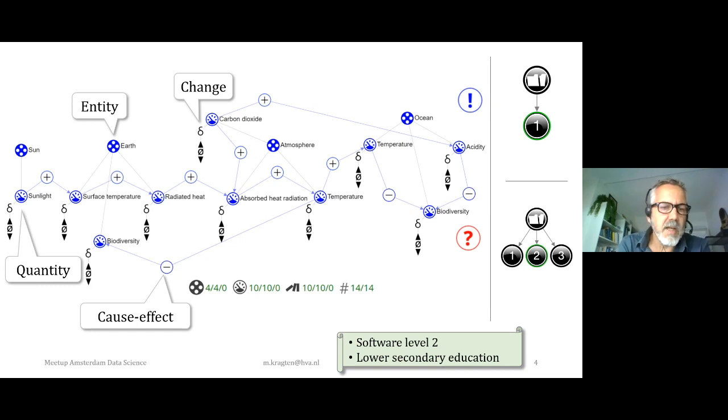Those quantities can be causally related with each other, and at this level we only have a positive and a negative effect, meaning that with the positive effect the causal relation is in the same direction. In this case, if temperature is increasing, biodiversity, sorry, it's a negative one. If temperature is increasing, biodiversity is decreasing, so it's the opposite of each other, and the positive effects, like here, are in the same direction.